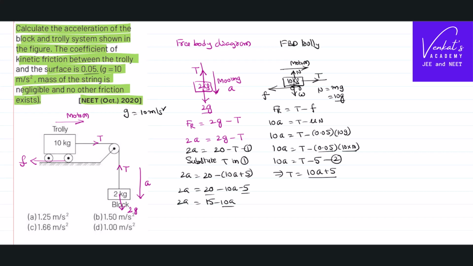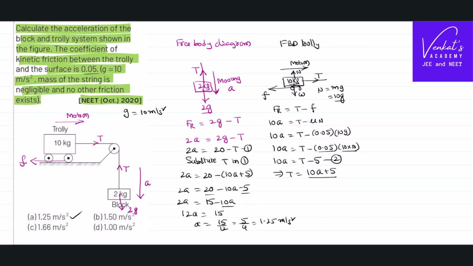Get that 10A to this side. It becomes 12A equals 15. So acceleration equals 15 by 12. That is 3 fives and 3 fours. That's 1.25 meter per second square.